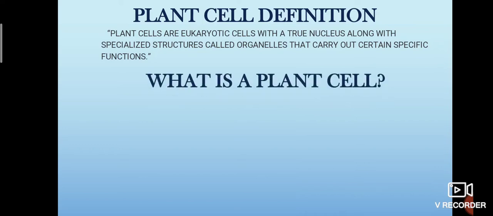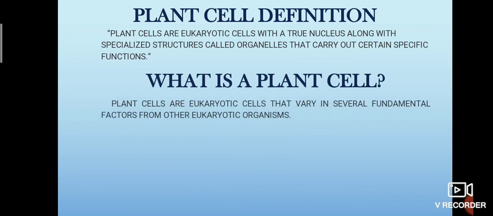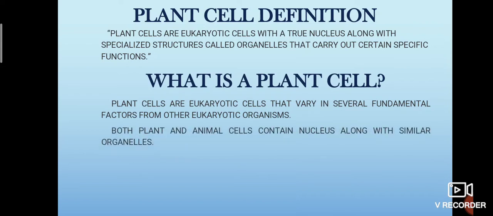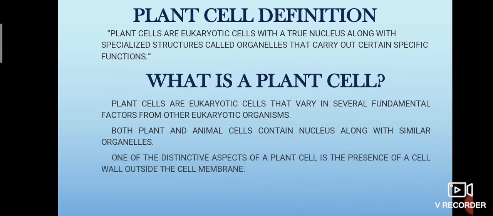What is a plant cell? Plant cells are eukaryotic cells that vary in several fundamental factors from other eukaryotic organisms. Both plant and animal cells contain nucleus along with the similar organelles. One of the distinctive aspects of a plant cell is the presence of a cell wall outside the cell membrane.